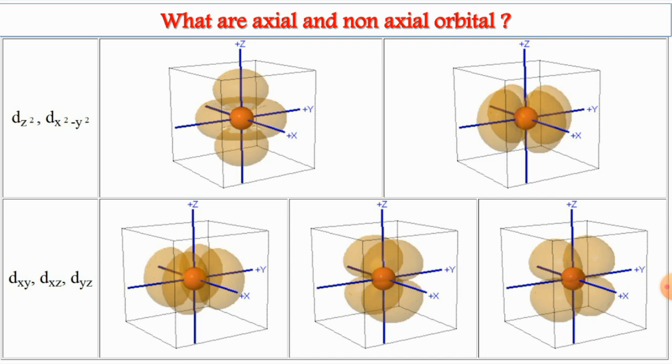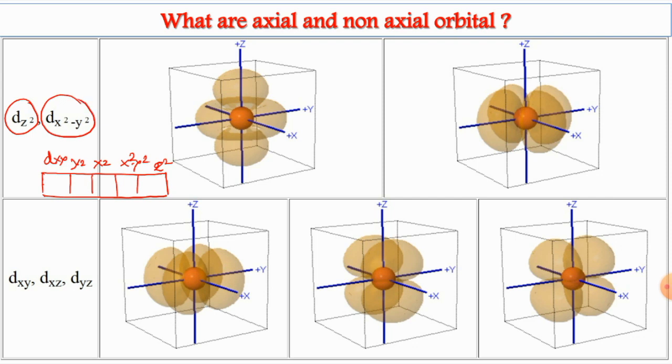Before proceeding to the complex formation, you must understand how the orbitals are classified. You know that the d orbitals are of the same energy level, that is dxy, dyz, dxz, dx square minus y square and dz square. Out of these five orbitals, three orbitals are said to be non-axial and two orbitals are said to be axial. Now what is meant by axial and non-axial? Here dz square and dx square minus y square. Look at the pictures now.